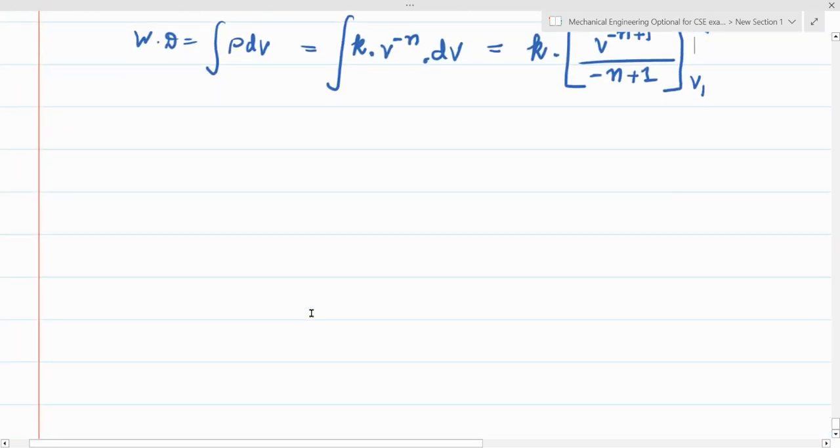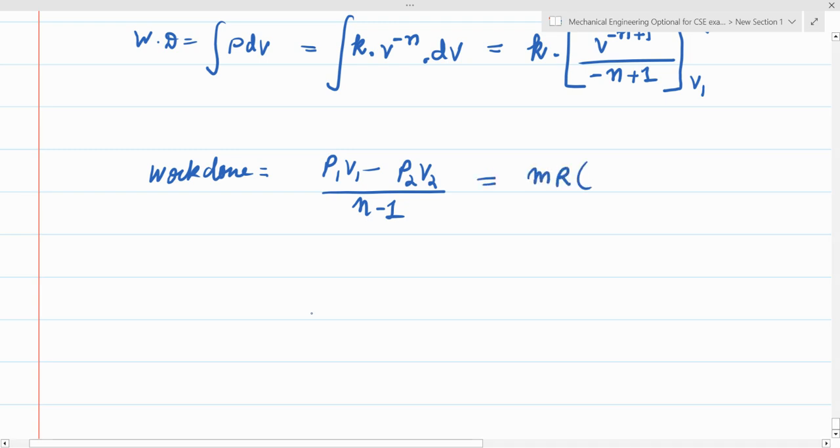So that we get the relation as work done is equals to (P1 V1 minus P2 V2) divided by (n minus 1), which is equals to mR (T1 minus T2) divided by (n minus 1).